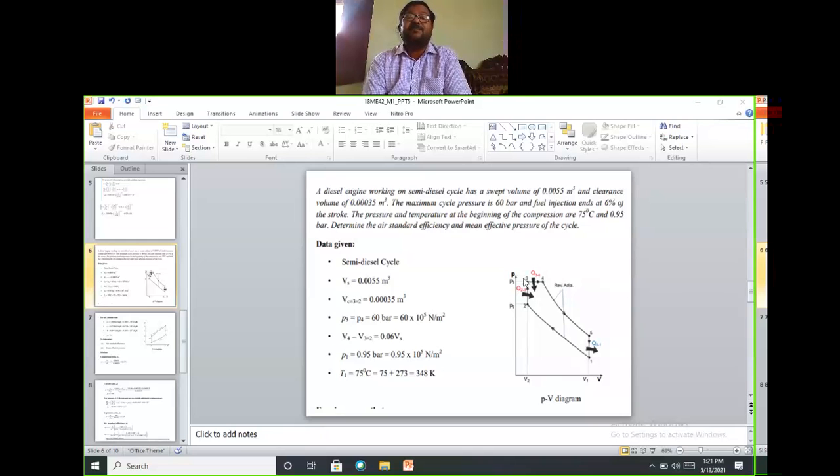Pressure and temperature at the beginning of the compression is 75 degrees and 95 bar. Beginning of the compression is this one, state 1. Beginning of the cycle is beginning of the compression. In the previous problem, he has said this, beginning of the cycle or beginning of the compression. And determine the cycle efficiency and mean effective pressure.